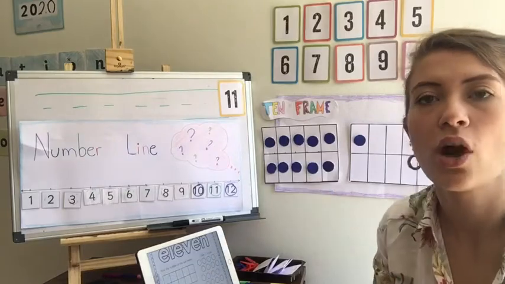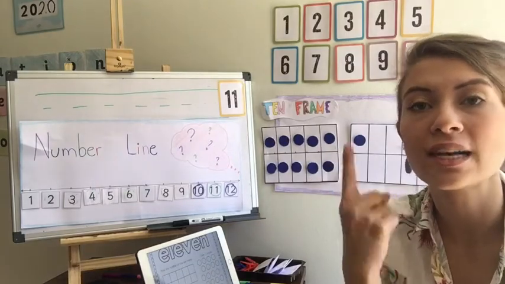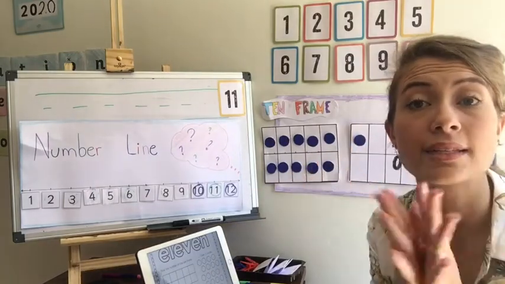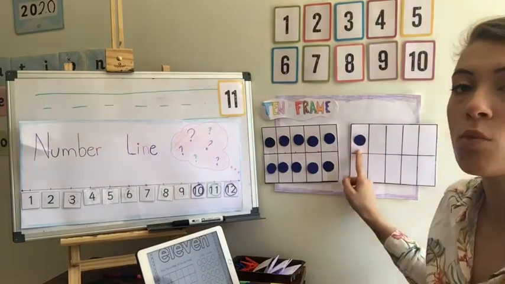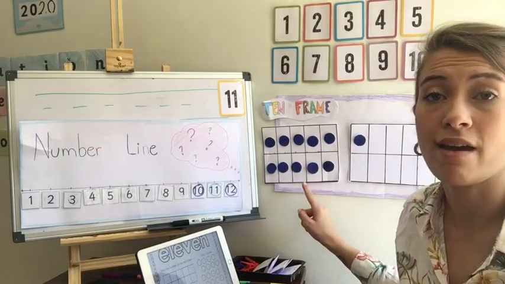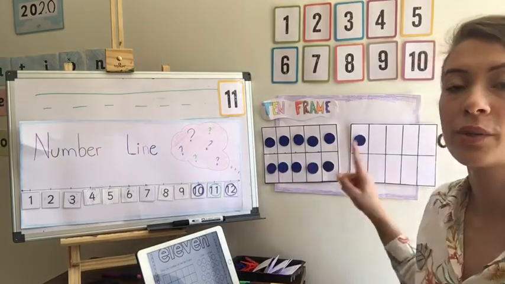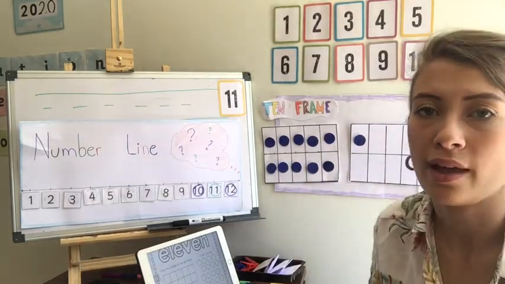And we need to use 2 10 frames, because it's not enough to have 1 10 frame, because we know 1 10 frame just has 10 units inside, and here we need one more than 10. We need 11. Because of that, we are going to use 2 10 frames.